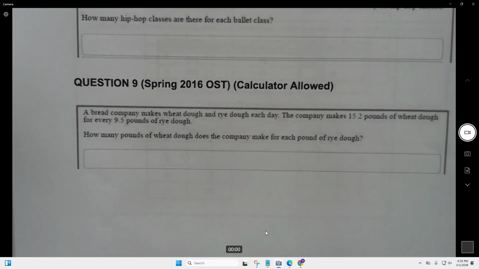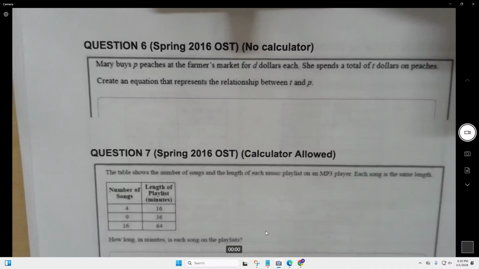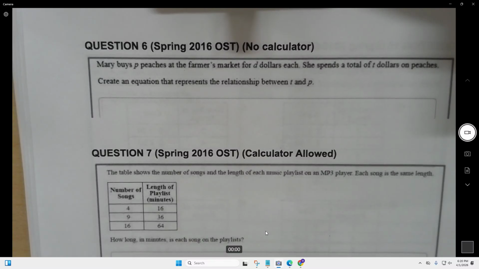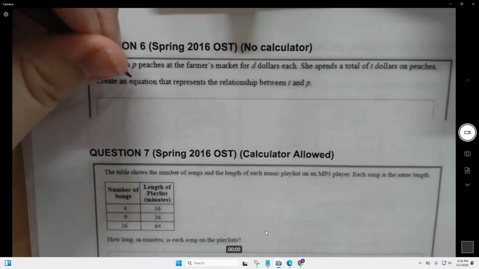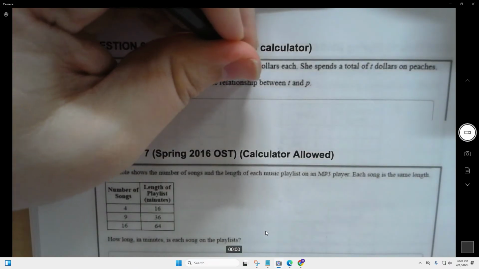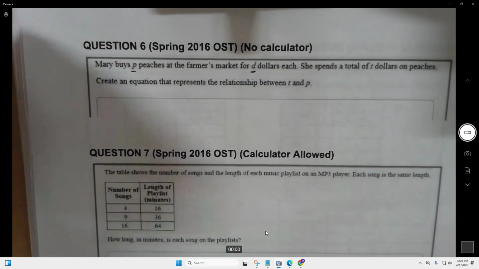All right, question 6, no calculator. Mary buys P peaches at the farmer's market for $D each. She spends a total of T dollars on peaches. Create an equation that represents the relationship between T and P. Okay. So, she buys P peaches for $D each. She spends a total of T dollars.